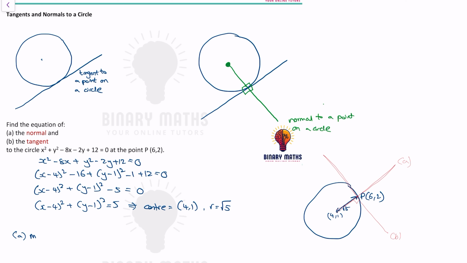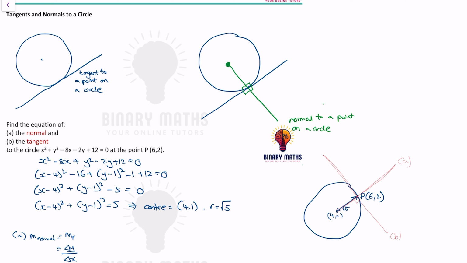Now the gradient of the normal is equal to the gradient of the radius, which is change in y over change in x, which is equal to 2 take away 1 over 6 take away 4, which I get half.